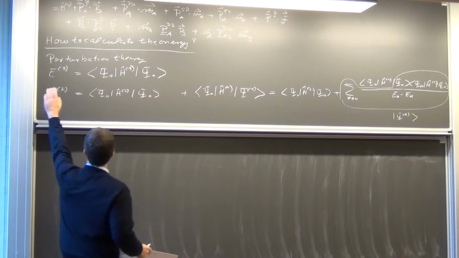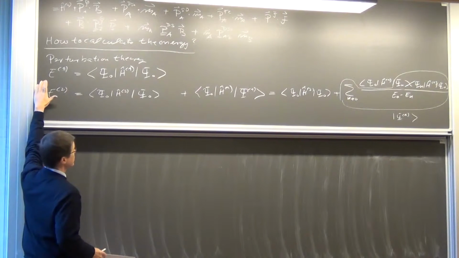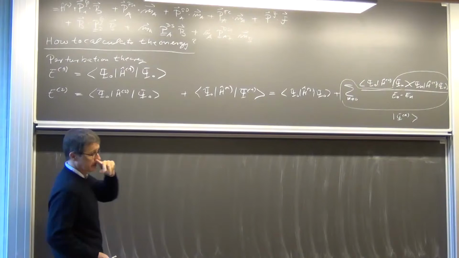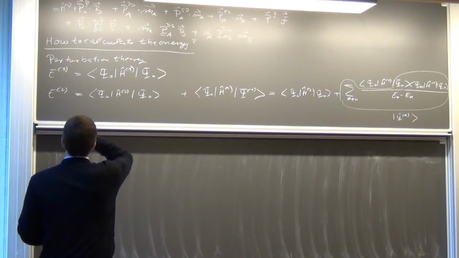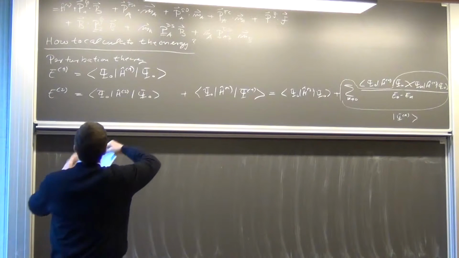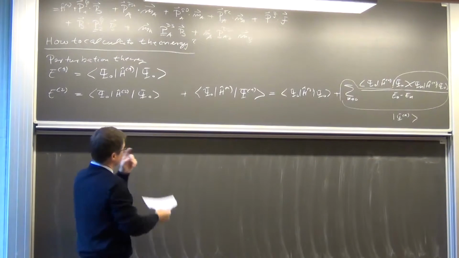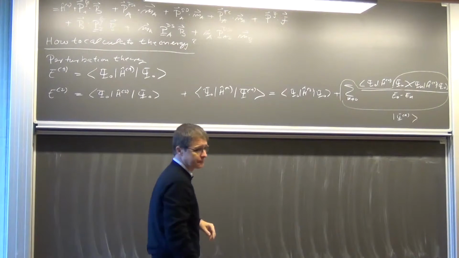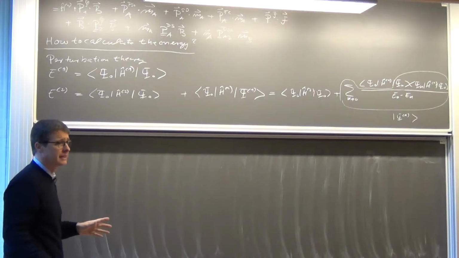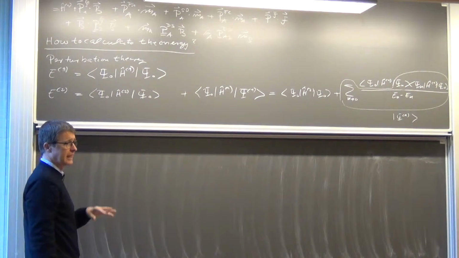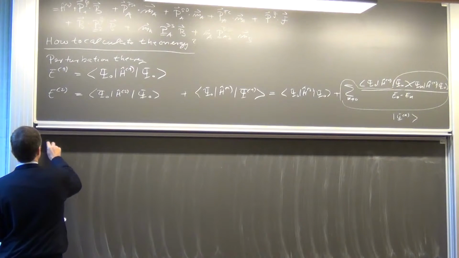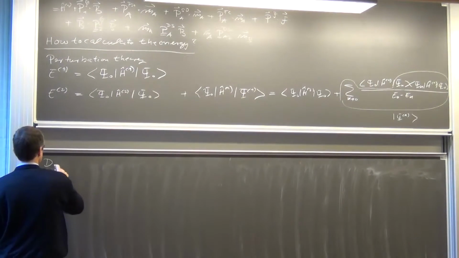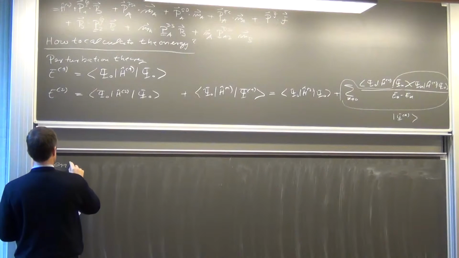So those are the expressions for the first order energy correction and the second order energy correction. So we have expressions for the energies, we have expressions for the first and second order Hamiltonians. And now we remember that we defined properties as derivatives of the energy.